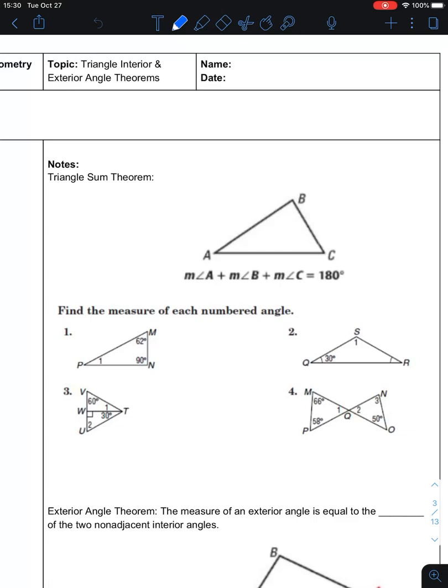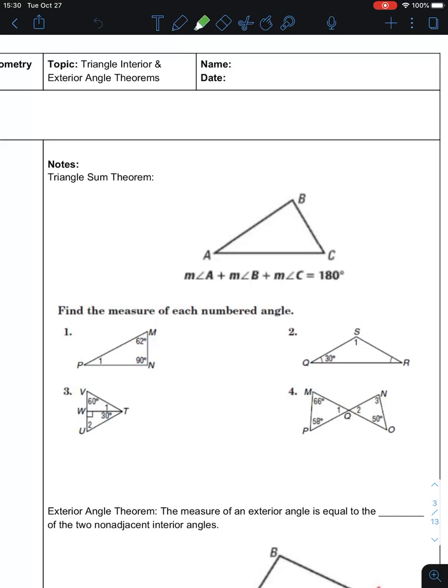This lesson is going to build on information that you already know, which is the interior angles of a triangle, and then add some new information that you don't know, which is to be able to use the exterior angle and the remote interior angles to find out information about the angles of a triangle.